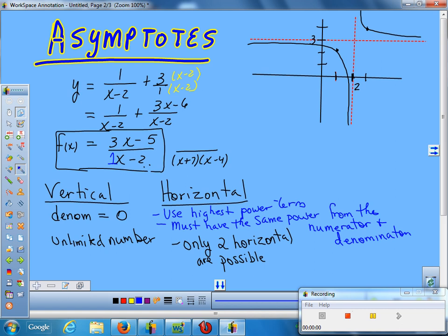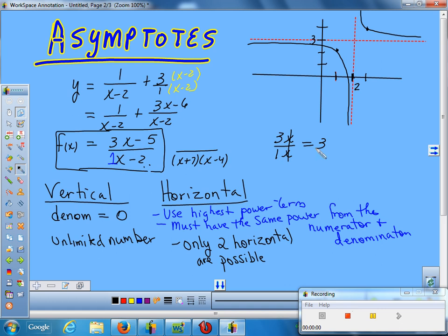But in this problem, if we had not already known that this was at 3, you would have looked at this problem and gone, oh, the highest power of x in there is x to the first power. And then you would go, do I have that power of x on the top and the bottom? No, but you take wherever the highest one is. In this case, I have a 3x on the top. I would have a 1x on the bottom. Of course, the x's would cancel, and that would leave me with 3 as my horizontal asymptote.